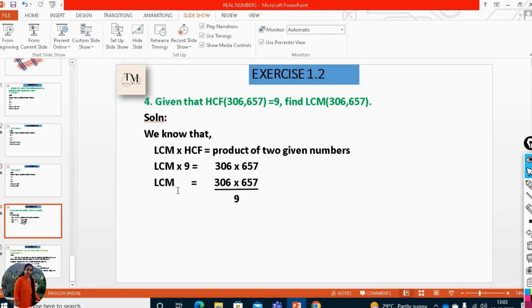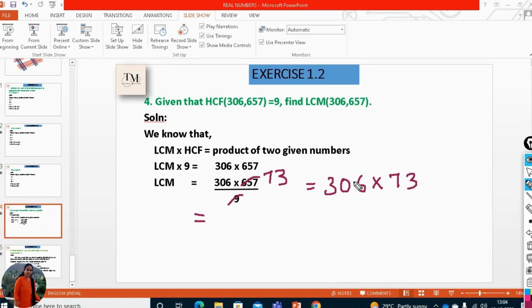Okay, children. So LCM equals 306 into 657 divided by 9. Let us calculate this. In the 9 table, I think this 657 goes. 7 nines are 63, balance 2. So 27, that is 3 nines are 27. So the value is 306 into 73.